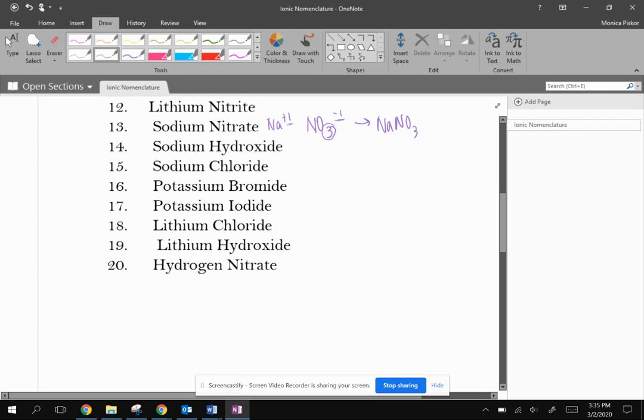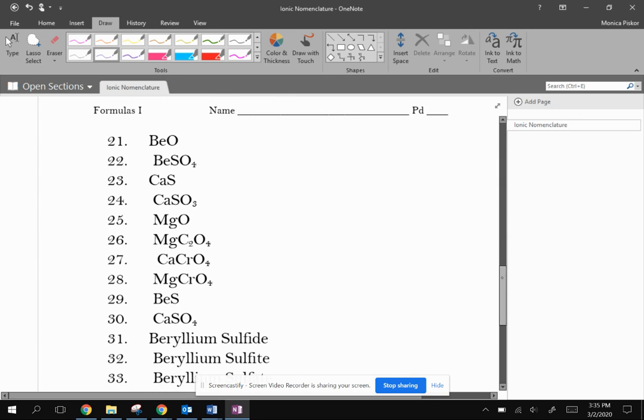You could also have something that is binary. Looking at number 17, potassium has a positive charge of 1. Iodide has a negative 1 charge. Put them together, it's just KI. Those charges cancel out. You can also have it whenever the charges are more than just 1.